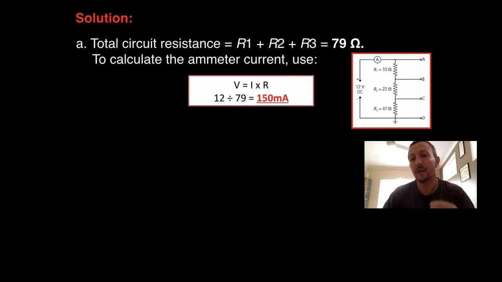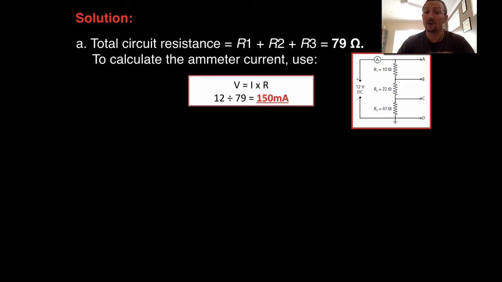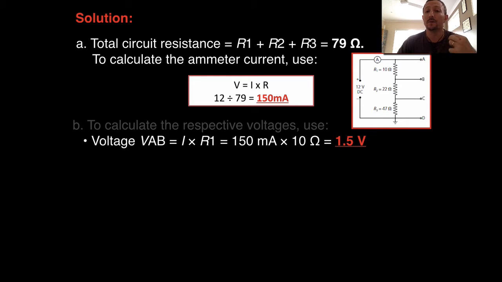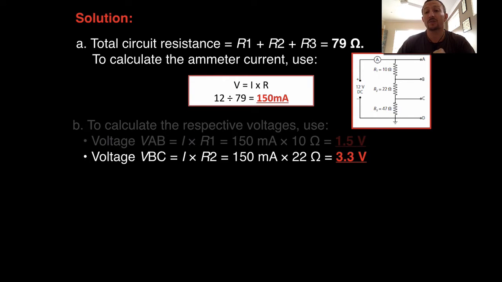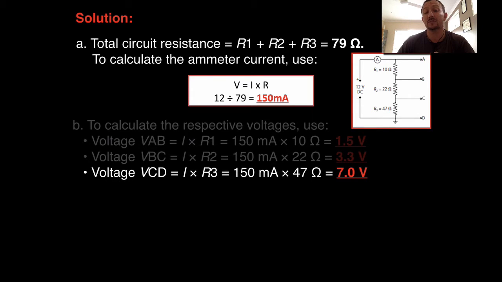So in order to calculate the voltage between AB, BC and CD, it's literally going to be using V equals IR. And in this case, for VAB, the voltage across AB is going to be I times R1. Well, we know 150 milliamps times 10, so we get 1.5 volts. For the voltage across B and C, we've got I times R2. Well, it's 150 milliamps times 22, which is 3.3 volts. And for the voltage between C and D, it's the current times the resistance in R3, which is 150 milliamps times 47, which is 7 volts.